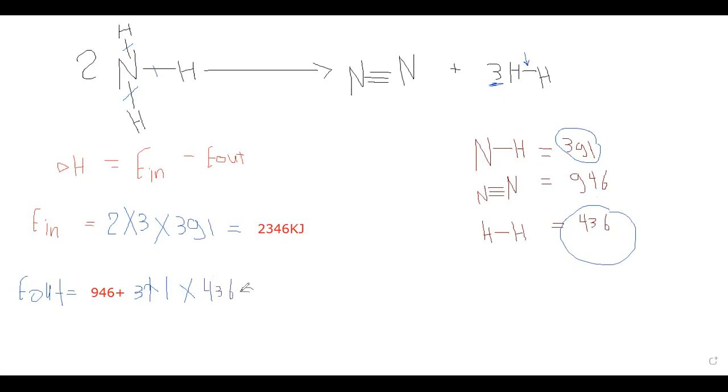Equal. Who can give me the result? 2254. 2254 kilojoule. That's okay? So again, energy out in the triple bond N is 946 plus. I have a 3 here at the beginning, so write 3. Multiply. I have 1 bond, so I write 1. H bond H. The value of H bond H is 436. So here is the result.